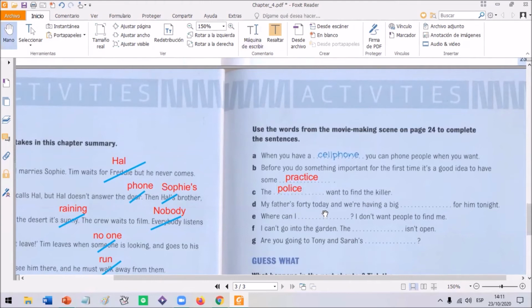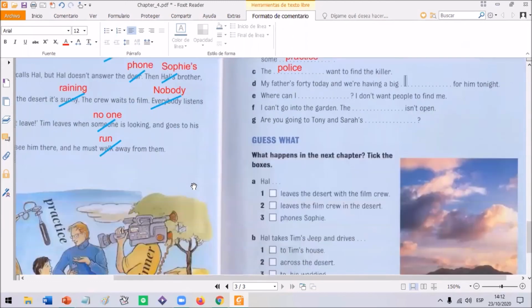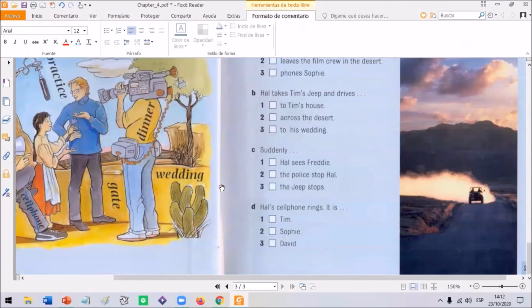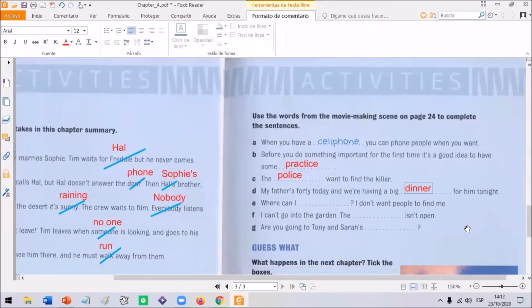My father's 40 today and we are having a big... for him tonight. So what are we doing tonight for my father's birthday? It's my father's birthday. He's 40 today. So, tonight we are having a big... Look at the options, remember? Yes, a big dinner. Podía ser party, pero no estaba como opción. Okay, a big dinner. My father's 40 today and we're having a big dinner for him tonight.